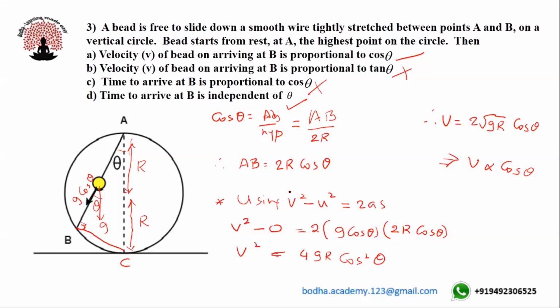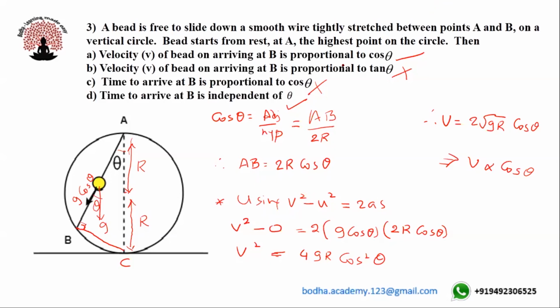Now we'll use v square minus u square is equal to 2as. The bead starts from rest, so u is 0. Final velocity is v. Acceleration is g cos theta, and distance traveled is AB, which equals 2R cos theta. Simplifying, we get that v is directly proportional to cos theta. So option 1 is correct.